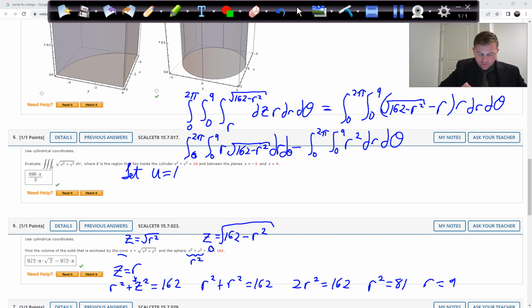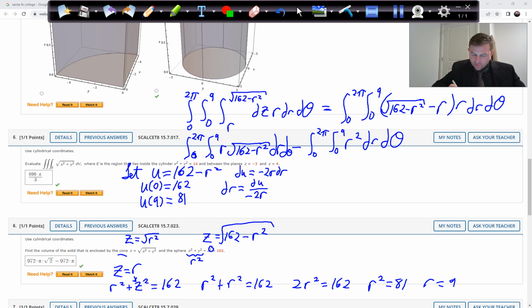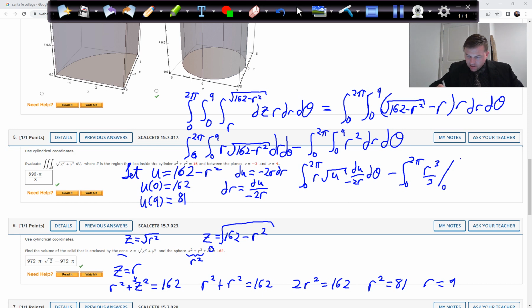So we're going to let u equal 162 minus r squared. Therefore, u of 0 will be 162, and u of 9 will be 162 minus 81, which is 81. And we're going to get du equals negative 2r dr, or dr equals du over negative 2r. So the first integral is going to become r square root of u dr, which is du over minus 2r, and then d theta. Now the second one, we can actually perform this antiderivative. This would be r cubed over 3 from 0 to 9, then the d theta.